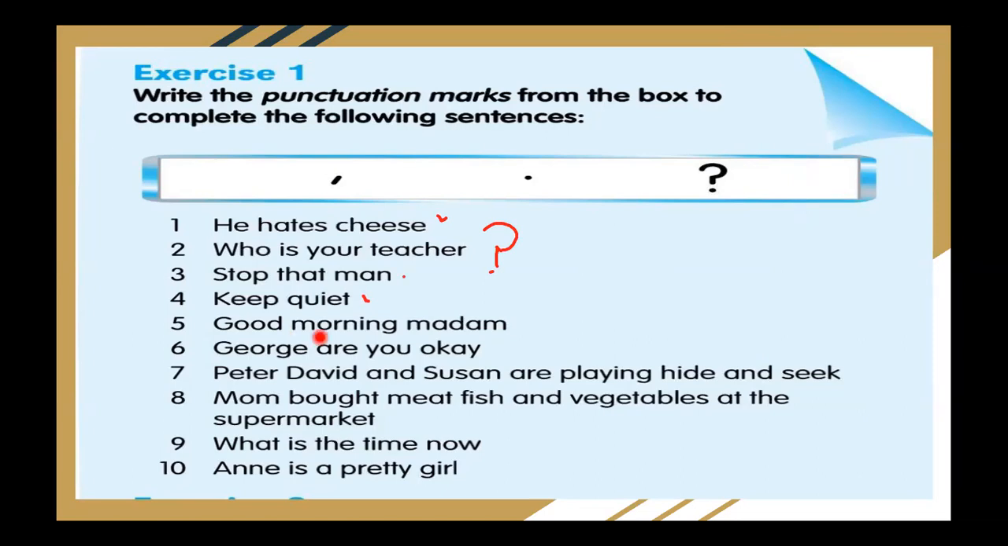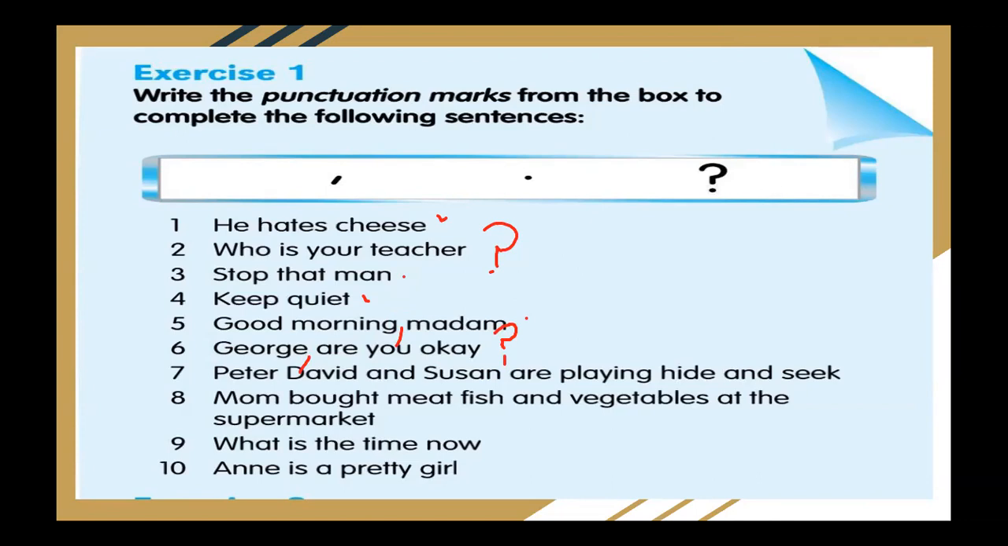Now see, good morning, madam. So what will come over here? Comma. Yes, good morning, comma, madam, full stop. If an exclamation mark was there, we would have put an exclamation mark. George, are you okay? What will come over here? Comma after George, and a question mark at the end. We put a comma before and after the name of the person. So George, comma, are you okay, question mark.